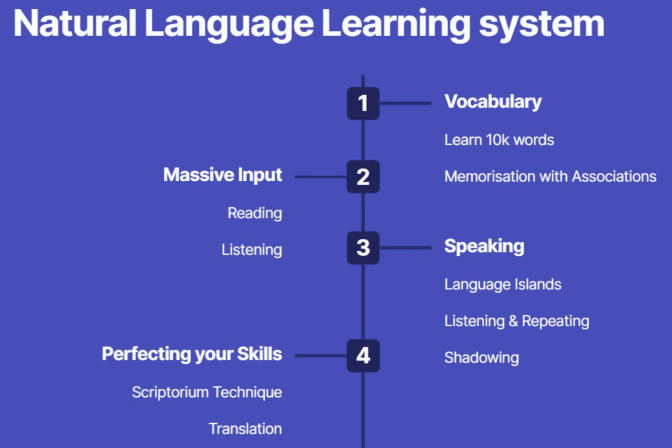To summarize: learn a lot of vocabulary with associations, with lots of reading and listening, use language islands, lots of listening and repeating drills, and some shadowing for speaking. And then finally, once you speak well and you understand well, perfect your skills with lots of writing using the scriptorial and the translation techniques.